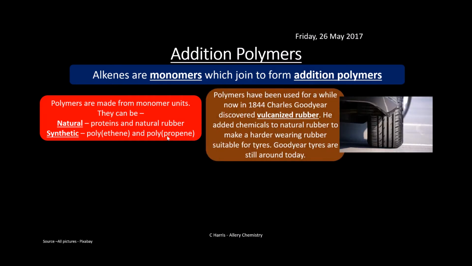Polymers have been used for a while now, and actually it was Charles Goodyear who way back in 1844 discovered vulcanized rubber. This was rubber which was a lot harder wearing than natural rubber and could withstand a greater range of temperatures without changing its properties. And actually he discovered it by accident. He was trying to look for new properties of rubber.